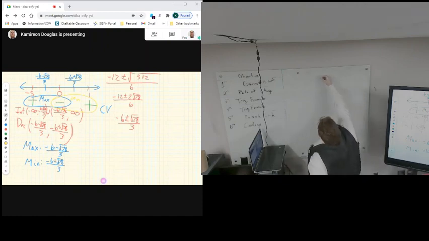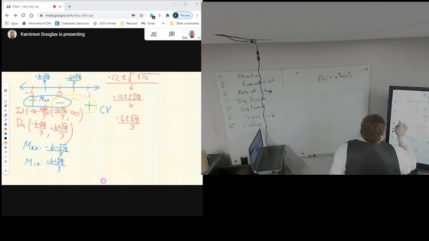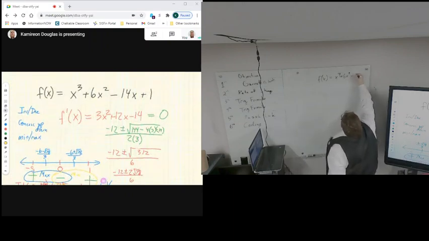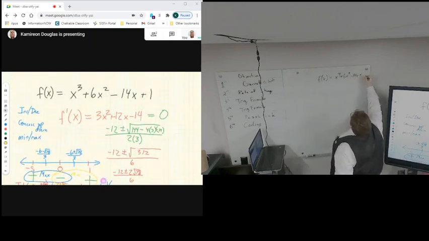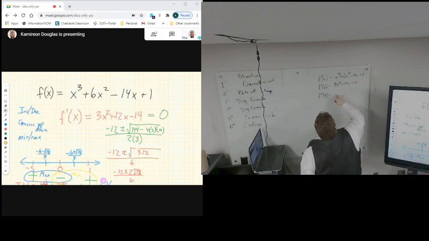So our original function was f of x equals x cubed plus 6x squared plus 12x minus 14x plus 1. So it's just 6x plus 12 for your second derivative. F prime we said was 3x squared plus 12x minus 14. And what did you say f double prime was? 6x plus 12.